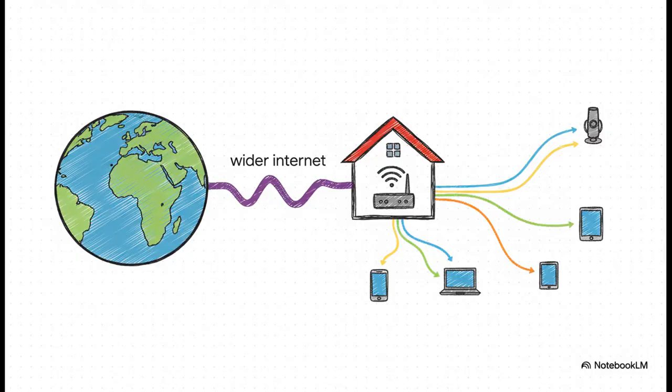And this is where it gets really clever, with two main types of addresses. Your Wi-Fi router at home gets one public IP address from your internet provider. That's its street address for the whole world to see. But then, inside your house, it acts like a building manager, handing out private IP addresses, like unique apartment numbers, to your laptop, your phone, and your TV.